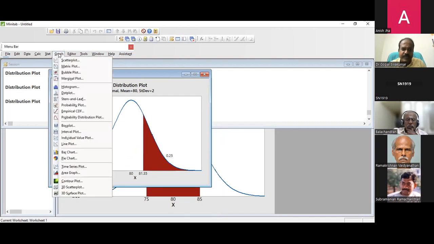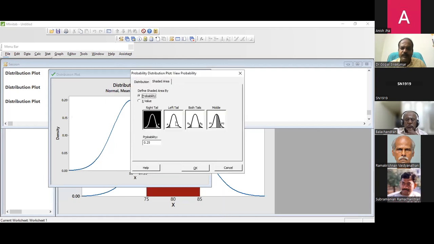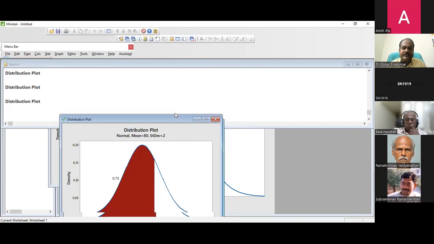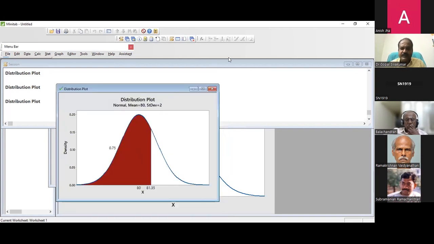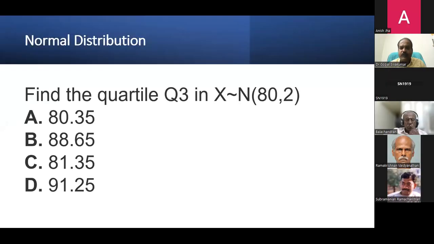Yes, sir. Graph, probability distribution plot, view probability, okay, 80 and 2, shaded area. Now let me choose left tail. What should I give now? 0.75. That's all. Now also the answer is the same, can you see? 81.35, sir. And now we have to check whether such an option is there in our question paper. If such an option is not there, the question paper is wrong. You should come to that level. Don't always believe everything. Now the answer option is there, right? So the right answer is 81.35.